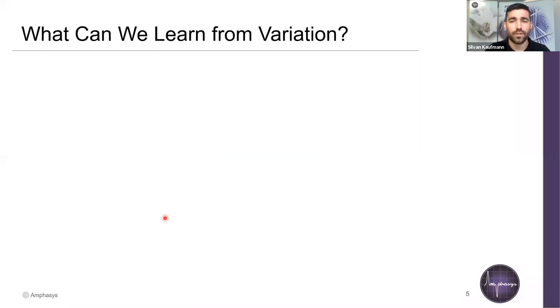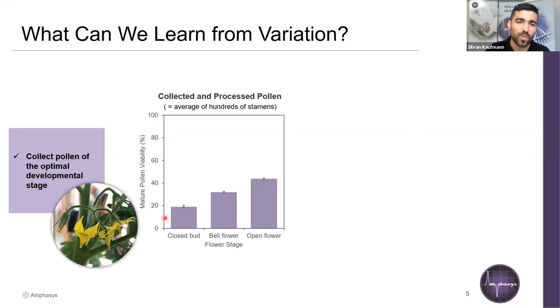What can we learn from variation? When you have variation, you often have the potential for optimization. For instance, here we have done an interesting experiment. We collected hundreds of flowers or stamens from a field with different developmental stages. So those ranged from a closed bud flower, kind of a bell-shaped flower, to a nicely fully open flower. And we extracted the pollen, we processed that pollen, we had this powdery substance in the end, and we quantified the fraction of mature viable pollen grains, because that's what we're interested in after all.